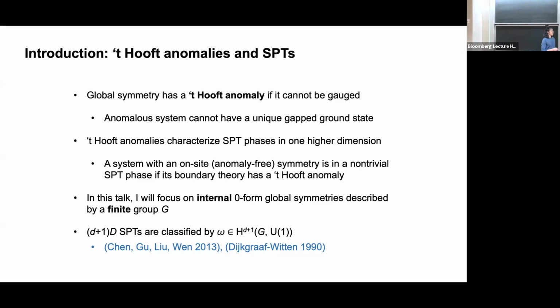In this talk, I will be talking about basically the most basic kind of symmetry, which is just an ordinary zero-form global symmetry. In particular, I will focus on internal rather than space-time symmetries, and I will always be talking about some finite group symmetry. It's generally believed that SPTs are at least partially classified by the group cohomology of the symmetry group with U(1) coefficients, where the degree of the cohomology corresponds to the space-time dimension.